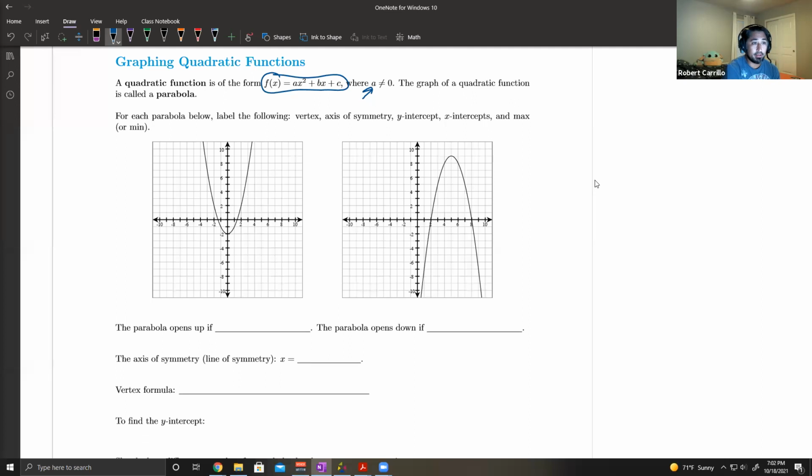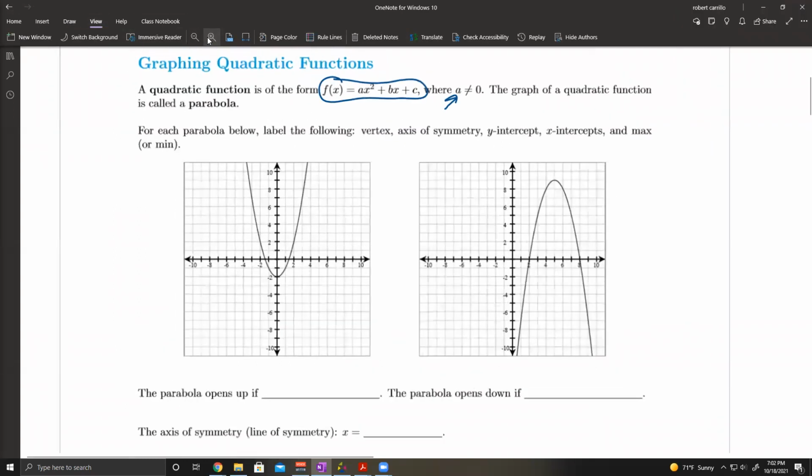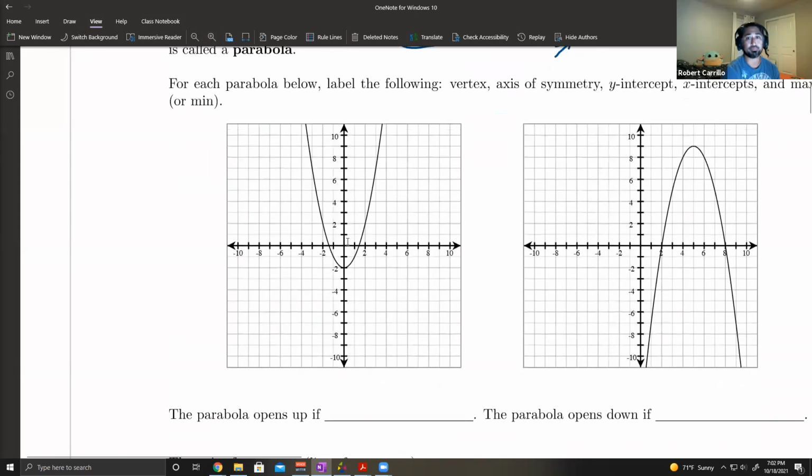So what does this say? For each parabola, label the following: vertex, axis of symmetry, y-intercept, x-intercepts, and max or min. I'm going to zoom in a little bit more on these. There we go. What we are seeing first is a parabola that opens up. Both tails head towards infinity.